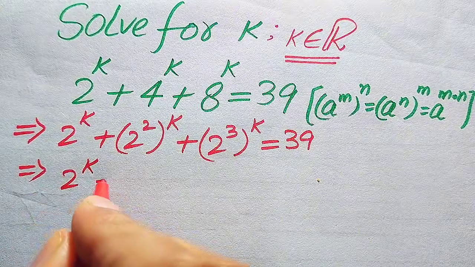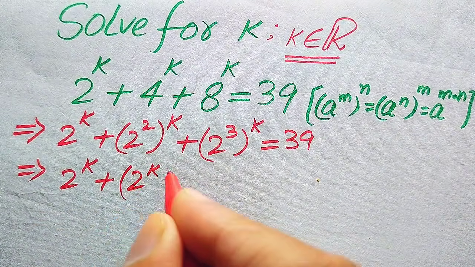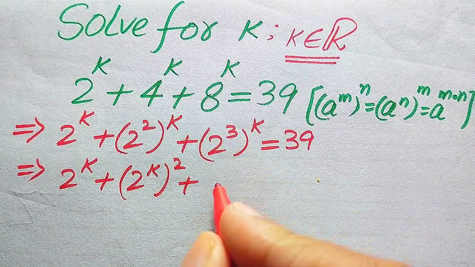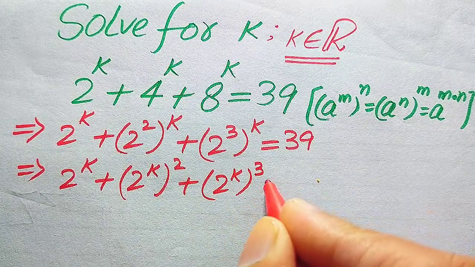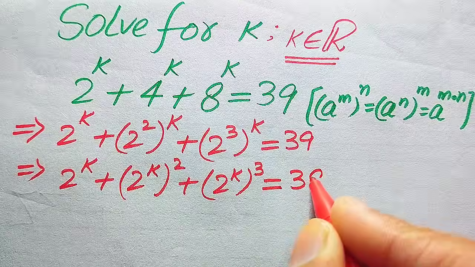So we write it as 2 to the power of k, plus here we interchange these two exponents, it becomes 2 to the power of k and its whole square, plus here we again interchange the exponents and it becomes 2 to the power of k and its whole cubed equals 39.